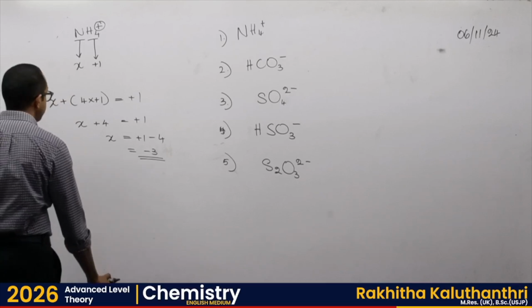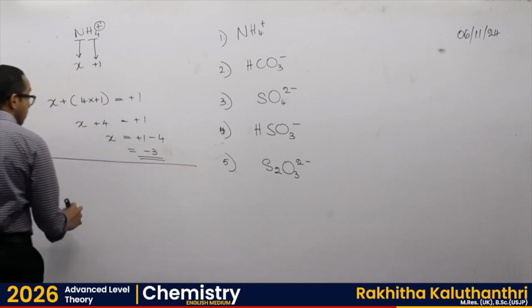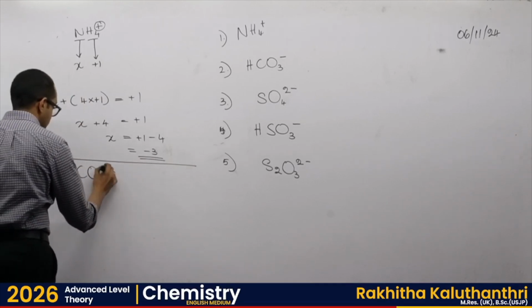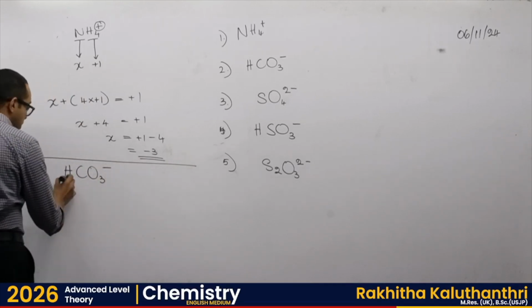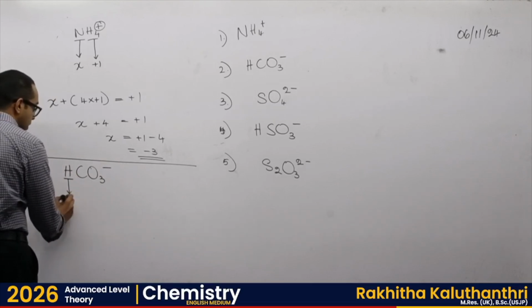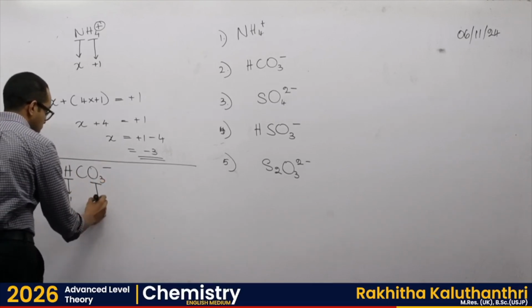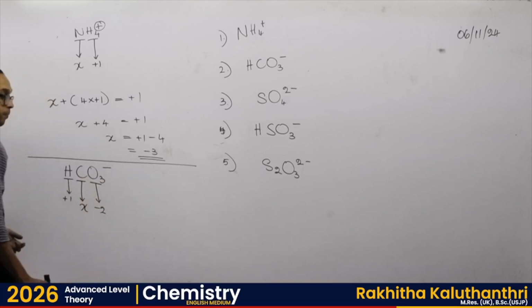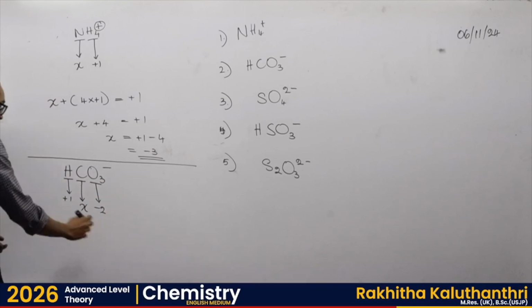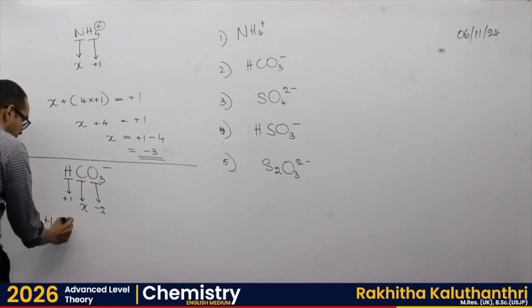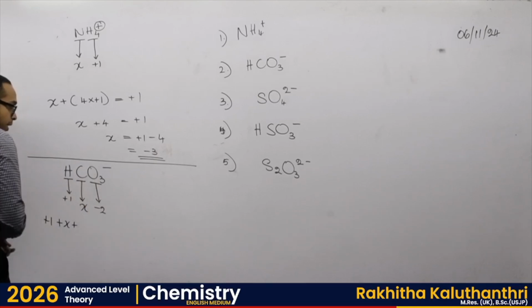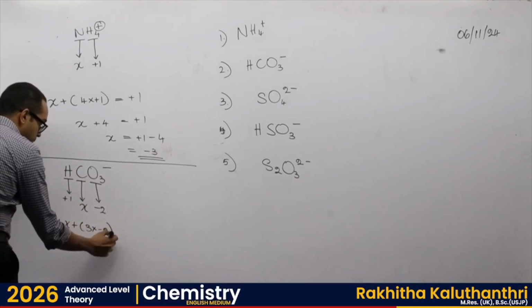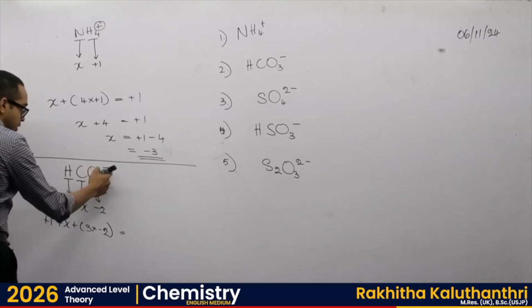I will do it here. HCO3 1 minus. So now students, hydrogen is well known to us. Hydrogen is what? +1. Oxygen is usually -2. Carbon we don't know. Carbon is X. Clear? So therefore we can write +1 plus X plus oxygen is -2, there are 3 of them. So 3 multiplied by -2 is equal to the overall charge here, which is -1.